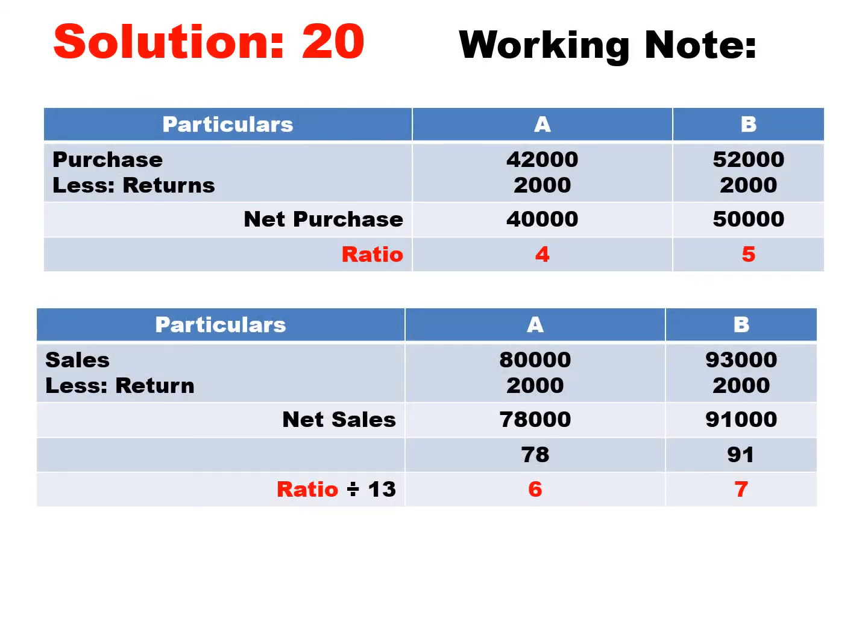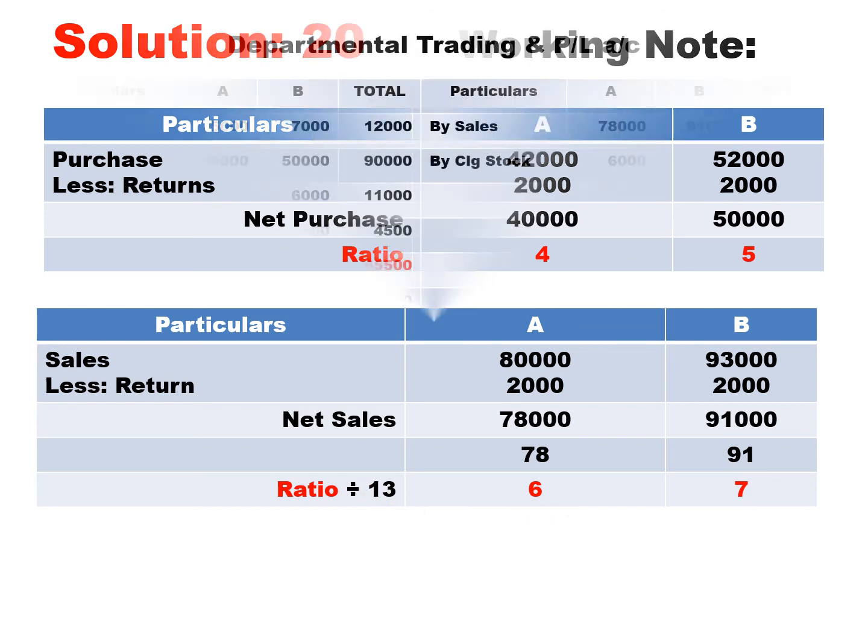So working note. We need to find the purchase ratio. Purchases less return, we get net purchases. 40,000 and 50,000, we get 4:5. Sales less sales returns, we get net sales 78,000 and 91,000. If you cancel 1,000, you get 78 and 91. Divided by 13, simplification 6:7.